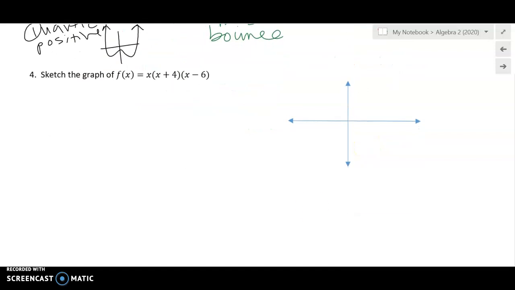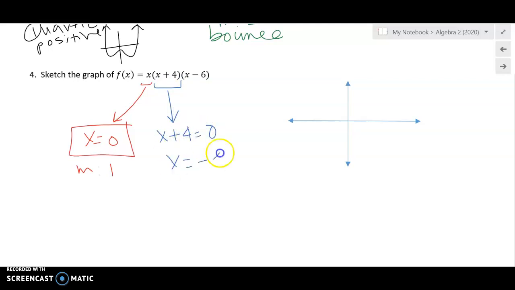Okay, my last one. Sketch the graph. f of x equals x. Let's just do it as I speak here. Take each piece that has x in it, set it equal to 0. So my solution is x equals 0. Multiplicity, again, is 1. Then it's being multiplied by x plus 4. So let's take x plus 4, set it equal to 0. Get that solution. That's -4. Multiplicity is 1. And then this last one here is x minus 6.